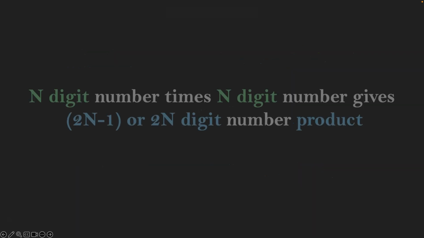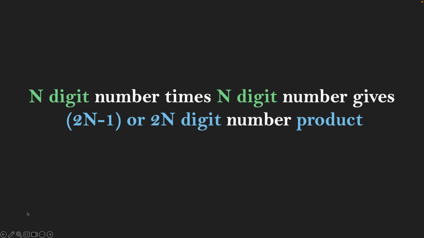So to generalize, if we want to multiply two n-digit numbers, then the product of those two numbers will have either 2n digits or 2n minus 1 digits.